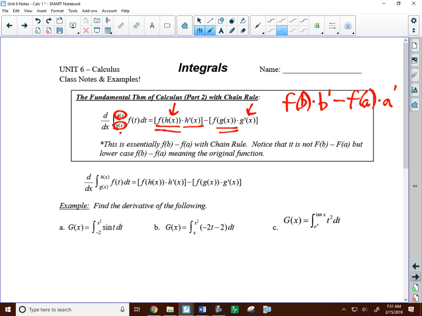I also put here, notice that when you're just doing straight up FTC2, it's little f. It's the same function you started with. It's not an antiderivative. Don't do capital F for this. See, this is where it can be confusing. Capital F is FTC1 to find the area under a curve. Little f is for FTC2.